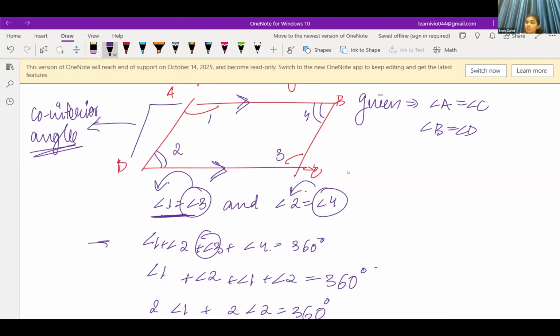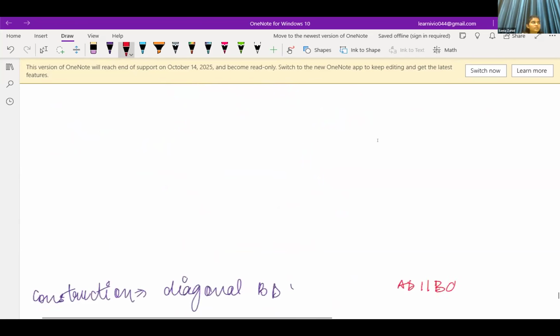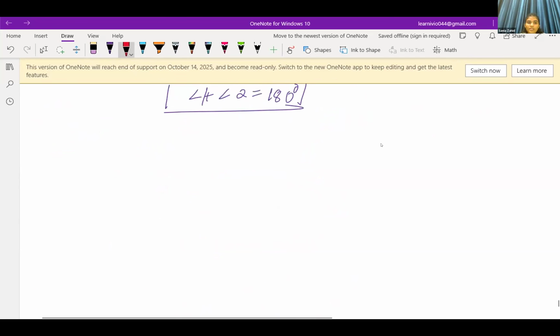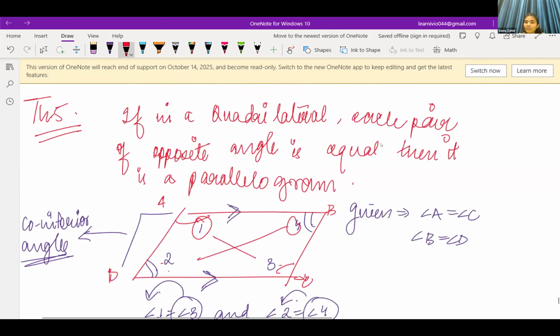What you will do is you will just take angle 2 plus angle 3. For that, you will replace angle 1 with angle 3 and angle 4 with angle 2. Did you understand? See, I'll explain again. What was given to me was that if in a quadrilateral each pair of opposite angles is equal, then it is a parallelogram.